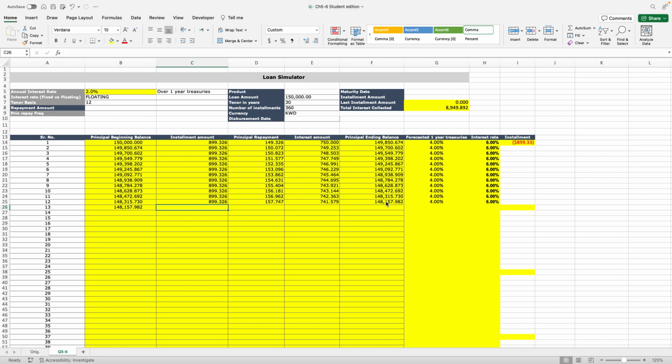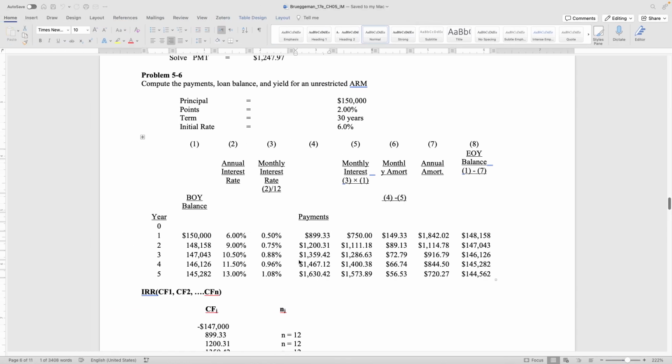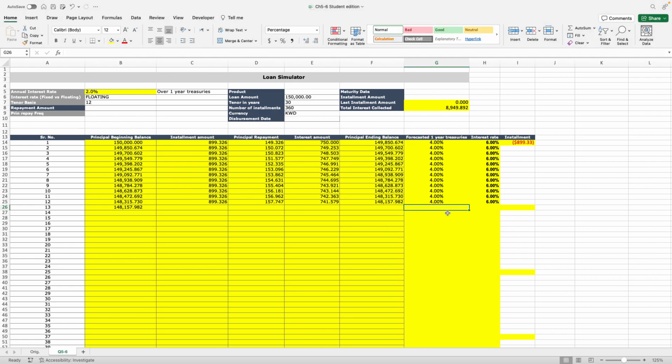For the second year, how much is the forecasted 1 year treasury? In the textbook they gave you, in the second year it's going to be 7%. So 7% here, and you do 7% for the remaining part of the second year. So how much is the interest going to be? Still 7 plus 2%.